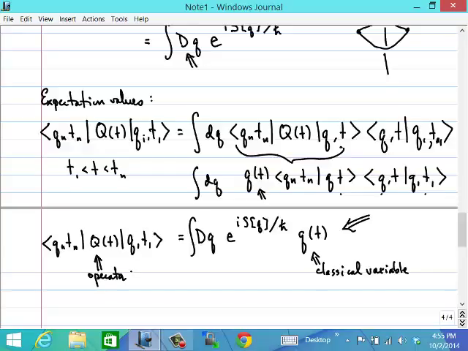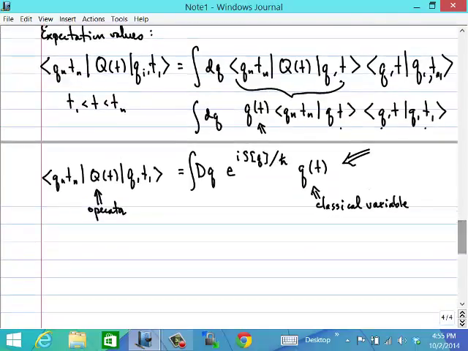I mean, it's sort of magic. Okay? The matrix element of a quantum mechanical operator in the path integral formulation just becomes the insertion of the classical variable corresponding to that operator into the path integral. Is that clear, more or less? Good. Okay. Now here comes the magic.